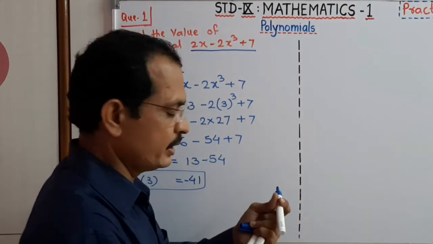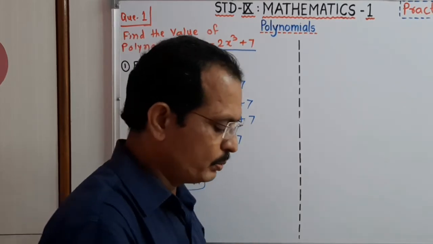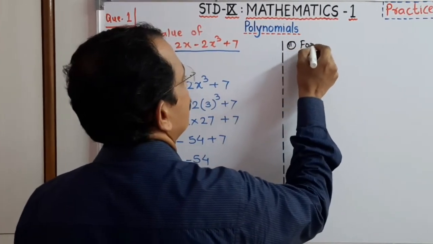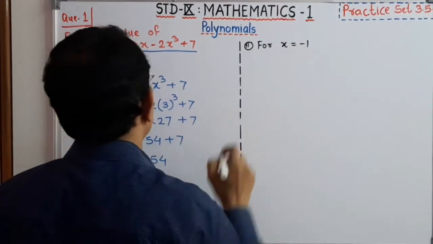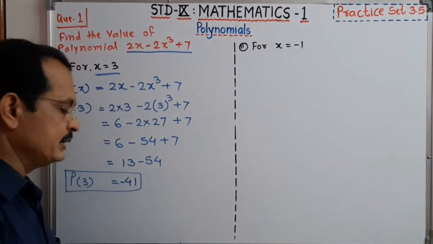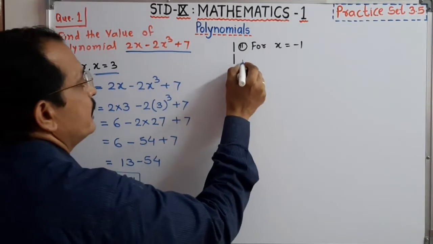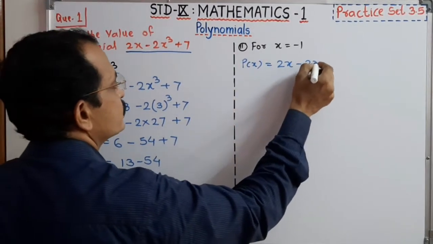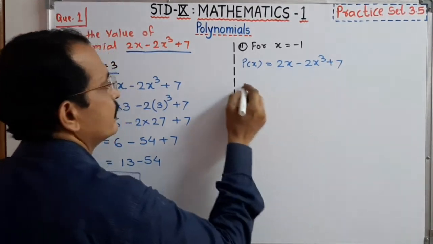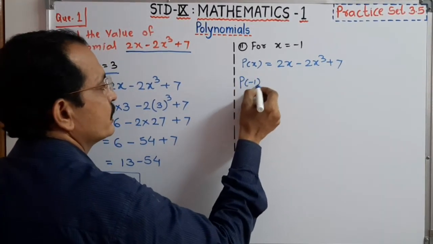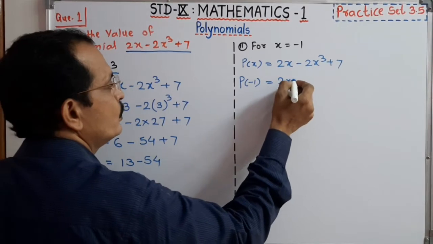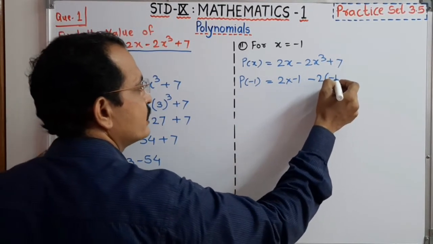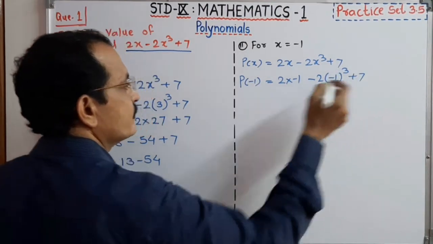Therefore we can write, for x is equal to minus 1. Now P(x), again we have to write, is 2x minus 2x cube plus 7. P(minus 1) is 2 into minus 1 minus 2 into minus 1 cube plus 7.